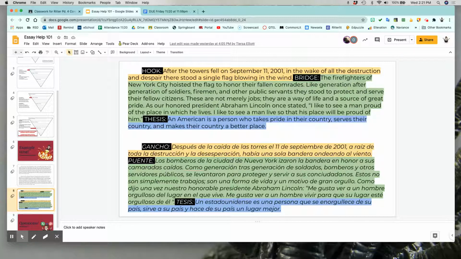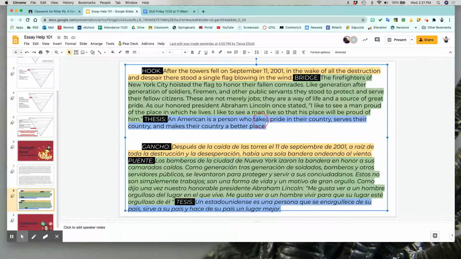These are not merely jobs. They're a way of life and a source of great pride. As our honored President Abraham Lincoln once stated, I like to see a man proud of the place in which he lives. I like to see a man live so that his place will be proud of him. So now we have the idea of serving your country and the idea of being proud of your country. So since he's now connected the image with the descriptions, he can go straight into his thesis. An American is a person who takes pride in their country, serves their country, and makes their country a better place. So you can tell that there are going to be 3 body paragraphs.